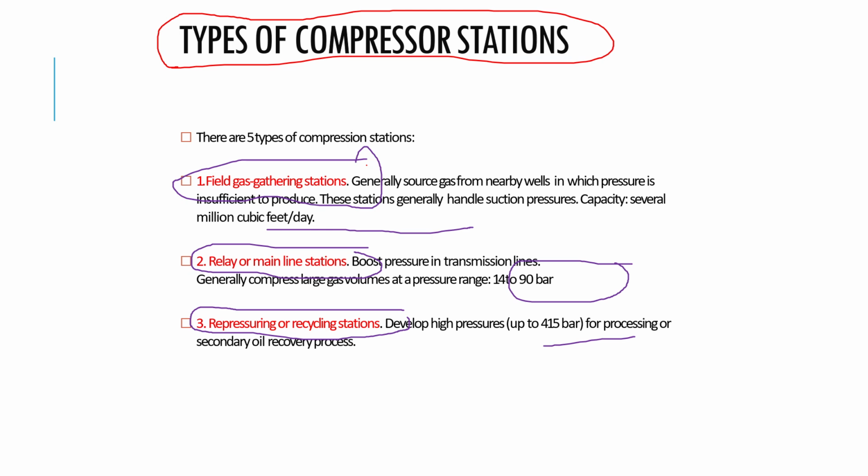The second type is what we call the relay or mainline station, which increases the pressure in the transmission line, and normally it will increase the pressure between 14 to 90 bar. The third one is what we call the repressuring or recycling station, which will develop what we call the high pressure in the pipeline, and it will reach up to approximately 415 bar. And this is normally required for certain processing.